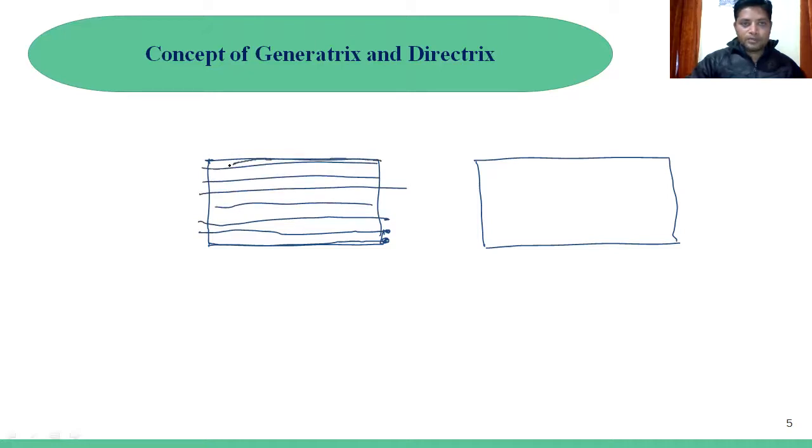Okay, and this will complete. So in this direction the material is removed. So this is basically the generatrix, and for the removal of this material we are moving towards this direction. So this is basically the directrix. Okay, this is for the rectangular section.